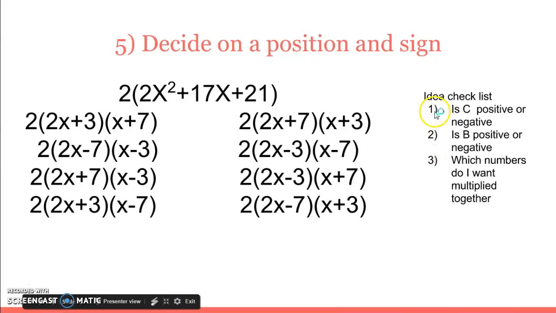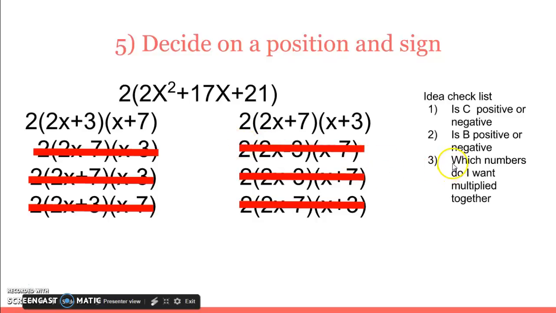So the first thing I look at is whether or not C is positive or negative. If it was negative, we'd have different signs. If it's positive, we have the same signs for both of our brackets. So this one being positive, I know I'm going to use the same sign, so I can go ahead and cross off 4 of these. The next step in mine is to look at whether or not B is positive or negative. If B is positive, we're going to have addition signs for both of them. If B is negative, then we'll have subtraction signs for both of them. In our case, B is positive, so we can go ahead and get rid of these 2 that have subtraction.